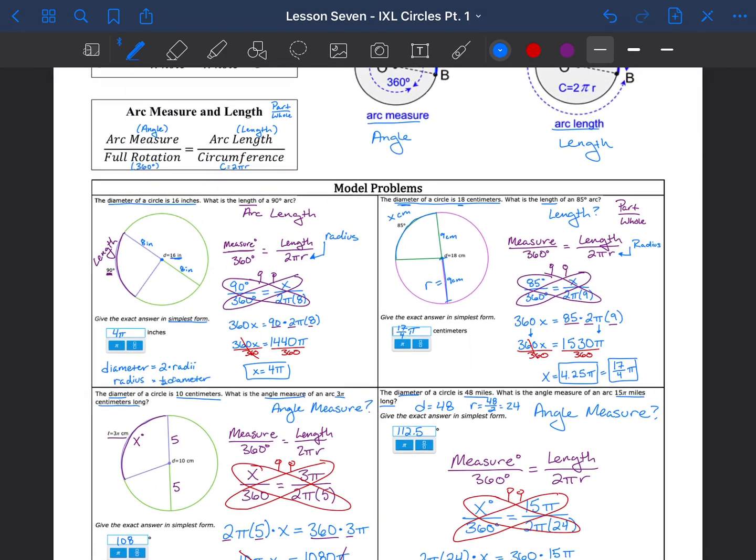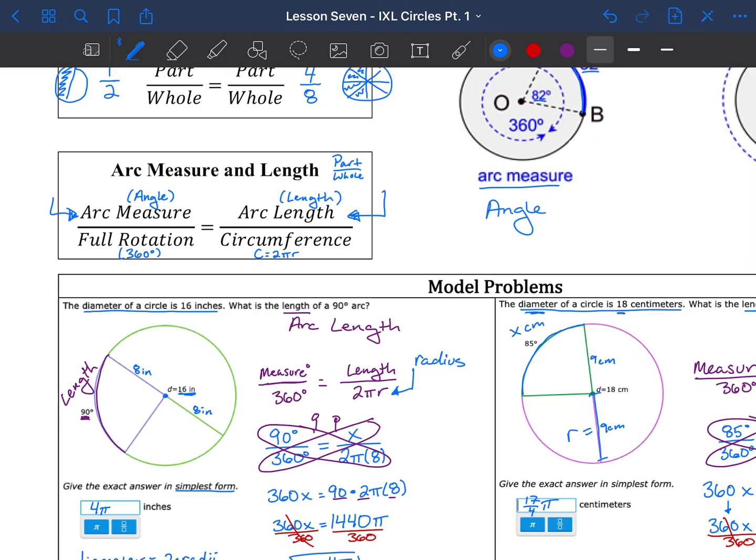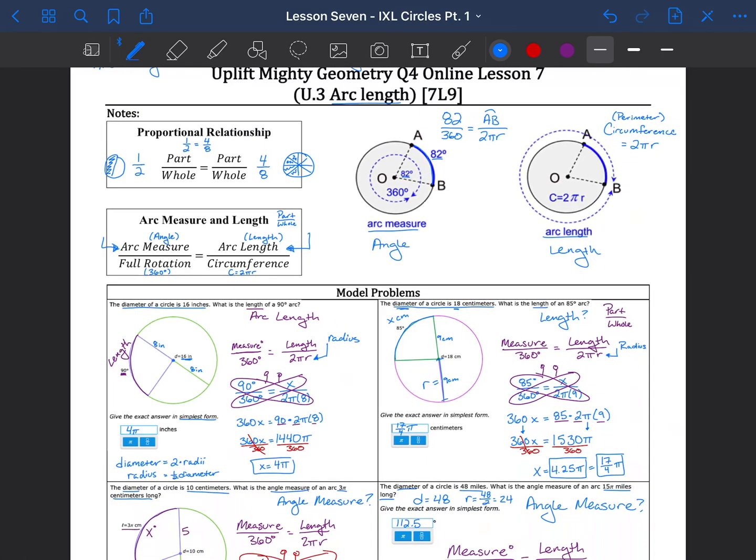So again, with all these, you got to know what you're trying to find. Are you looking for the arc measure, or are you finding the arc length? When you know what you're finding, you just need to fill in the information with this ratio, part over whole, and then cross multiply, simplify, get x by itself, and there you go.